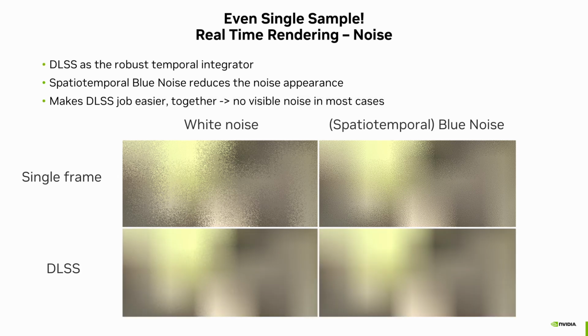When combined, spatiotemporal blue noise makes the job of DLSS significantly easier, and in most practical examples, we can see no noise anymore.